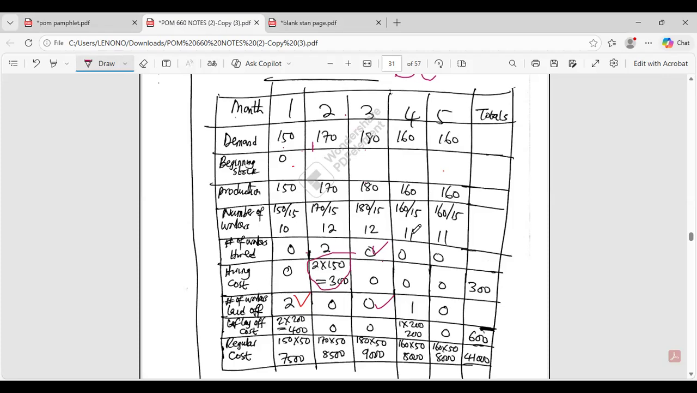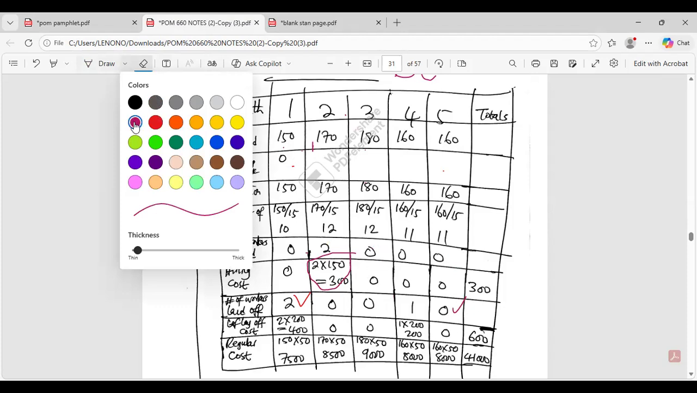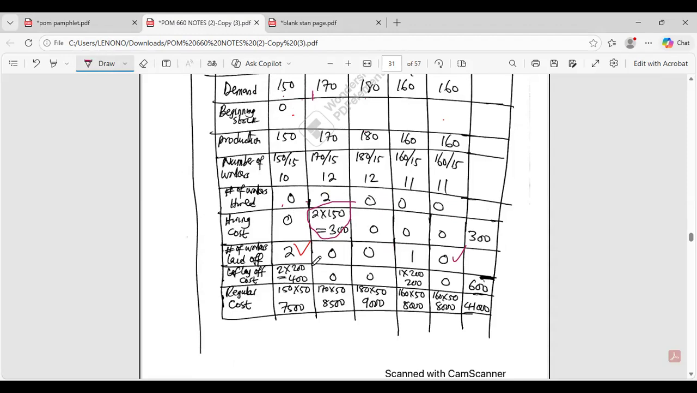Then for months 4 and 5, we have maintained workforce, no hiring and no layoff. But from month 3 to month 4, we laid off 1 person, right? Yes. The number of workers laid off is 1. The layoff cost is 200, so 1 times 200 is 200. The total is 600 here.